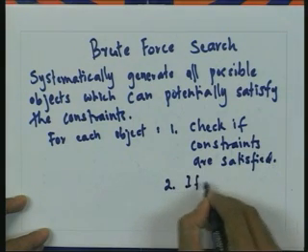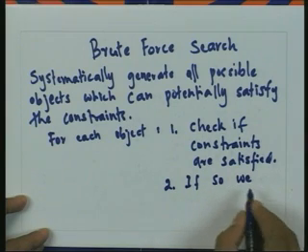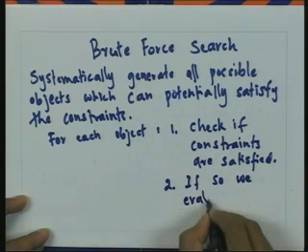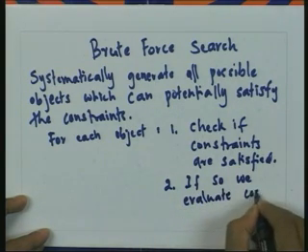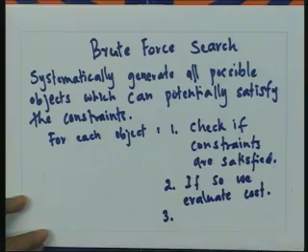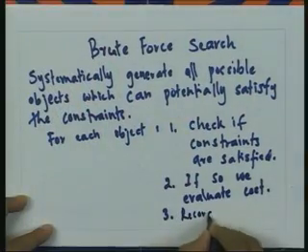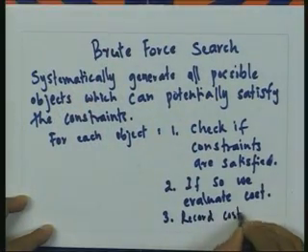If so, we evaluate the cost or benefit function. If the cost is better than the cost found so far, that is, if the cost of this object is less than the cost of the best object found so far, then we store it. So we record the cost if necessary.